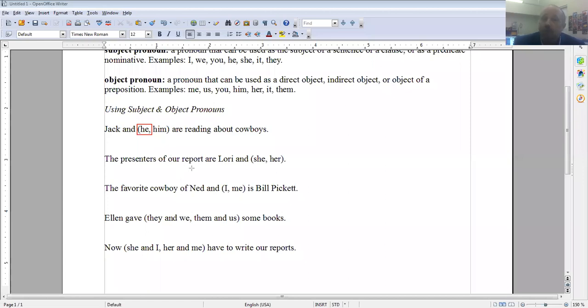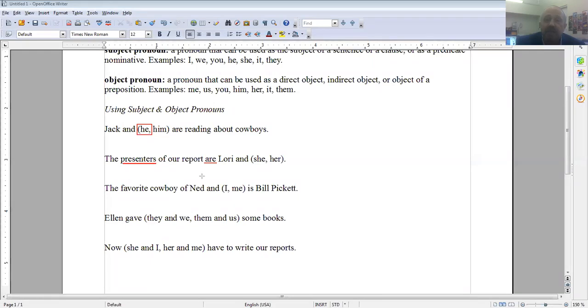Now, we move on to the second sentence. The presenters of our report are Lori and, we have a choice here, she or her. But again, I need to look at the sentence. And what I ought to notice is this time my verb is a linking verb. We've done those a little bit, right? And the linking verb is going to link the subject, which is presenters. This is my subject, presenters.